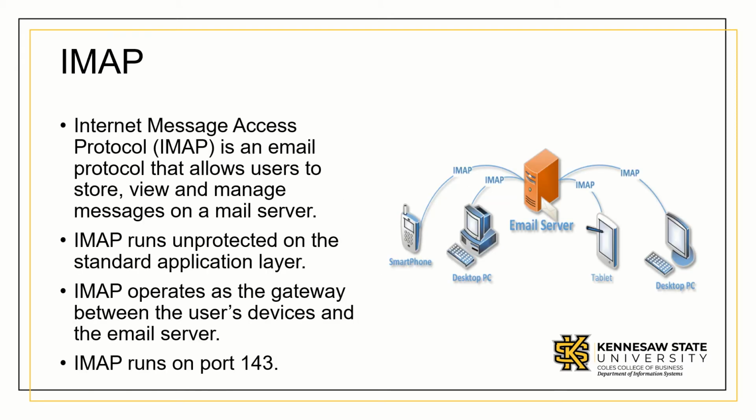So Internet Message Access Protocol, aka IMAP, is an email protocol that allows you to store, view, and manage messages on the mail server. IMAP runs unprotected on the standard application server. IMAP operates as the gateway between user devices and the email server. IMAP runs on port 143.